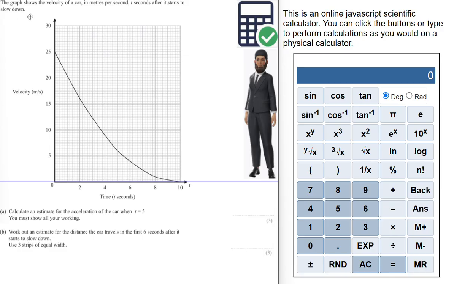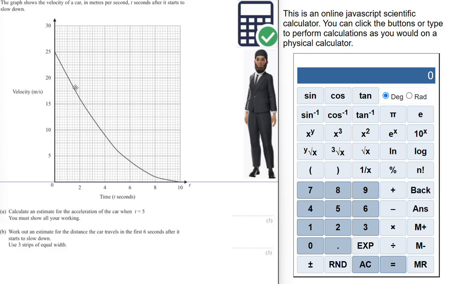Now, we have a graph over here which shows the velocity of a car in meters per second, t seconds after it starts to slow down. We have the velocity scale over here in meters per second and the time over here in seconds. Calculate the estimate for the acceleration of the car when t equals 5. You must show all your work in.